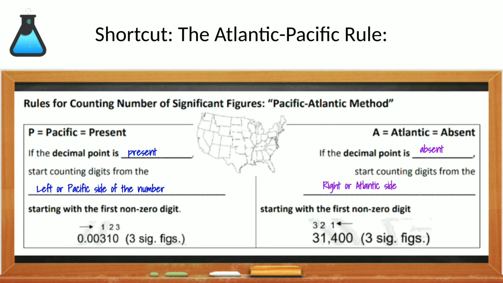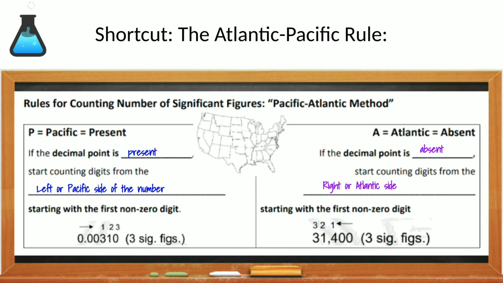Use the Atlantic rule when there is no decimal present, when the decimal is absent. Start on the right side of the number. Once you hit your first non-zero digit, that is your first significant digit, continue counting until you've counted all of the digits in the number. Here you can see again we have 3 significant digits.